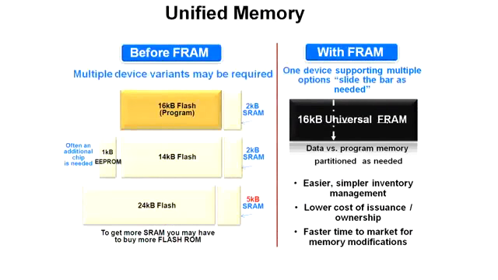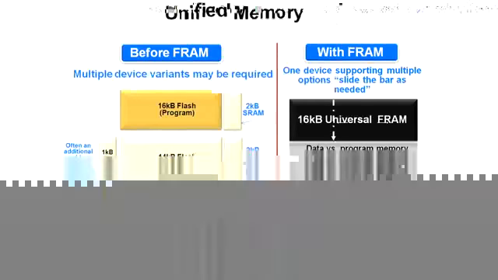I mentioned before the concept of unified memory. Before we had FRAM, you would have to buy multiple device variants. For instance, the top is a 16K program, a 2K SRAM. Let's say you needed double EEPROM in that device, so you often had to add an additional 1K double EEPROM on there. If you needed more SRAM, in the bottom down there, you needed additional SRAM, you had to add it together.